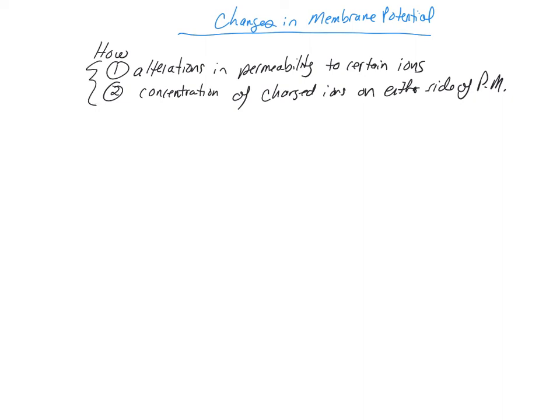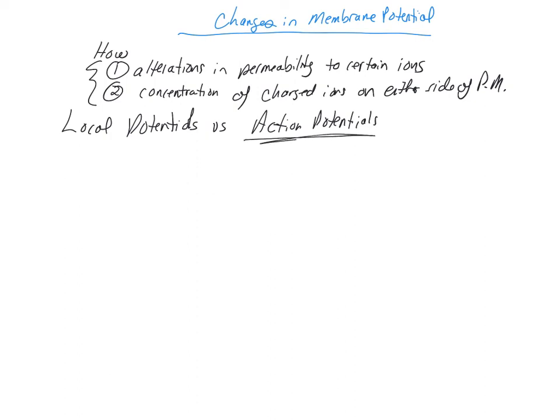Now, in the next couple of slideshows or video lectures, we're going to start talking about local potentials versus action potentials. Mostly so far with the muscular system and the introduction of this chapter of neurophysiology, we've focused on action potentials. But local potentials are always happening as well, and they are not self-propagating. And we'll talk about that more in a little bit.